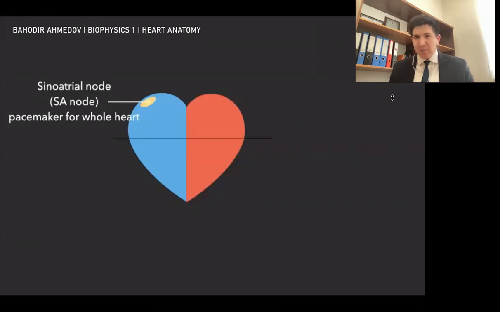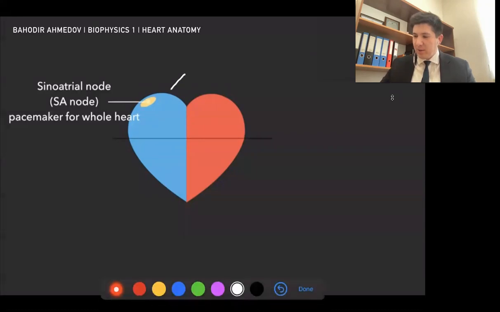So the main pacemaker, or the main beat maker of the heart, is called the SA node, or the sinoatrial node. It creates the signal, and the signal, the pace, is transmitted to the different parts. The SA node is located in the top right corner of the right atrium, right? So we call this the right atrium, and it is located in the top right corner.